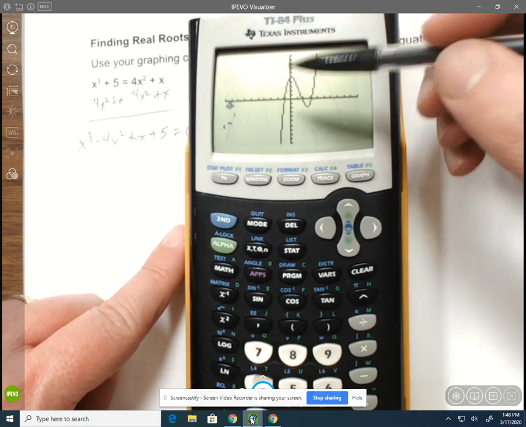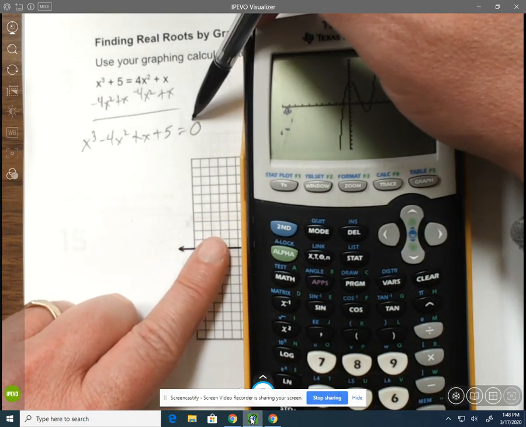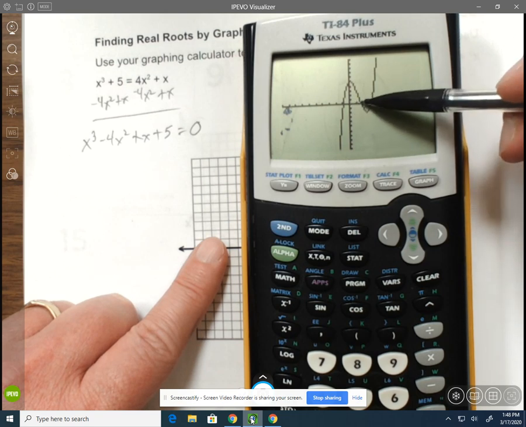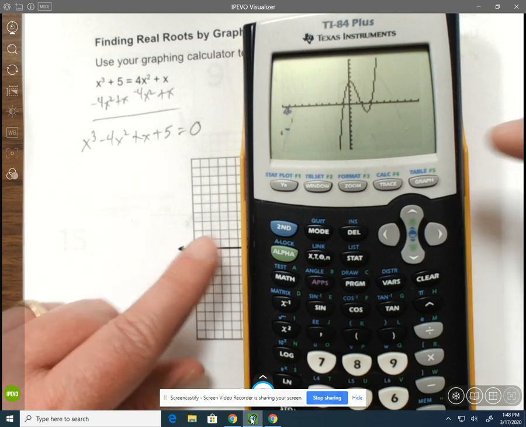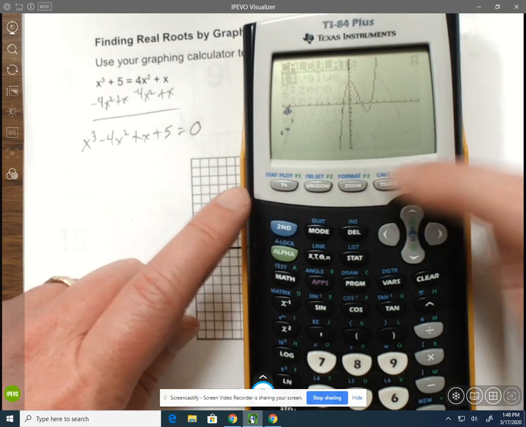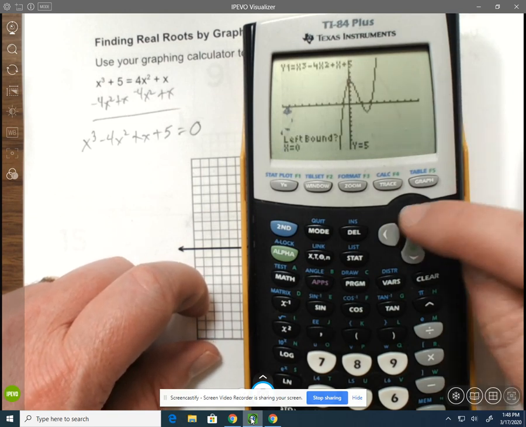All right, so I can see 3 different solutions because we want to know, when does this thing equal 0? Well, it equals 0 at the x-intercepts. So really, I want to find these 3 x-intercepts. So I've got to do this 3 times. So I'm going to use that calculate menu. So second trace, and I want to find the 0.